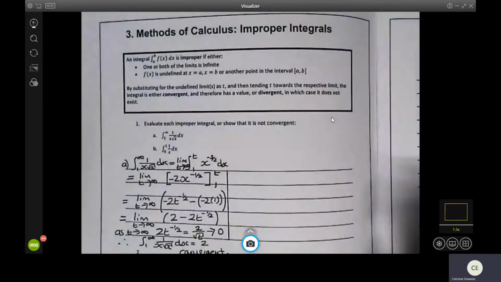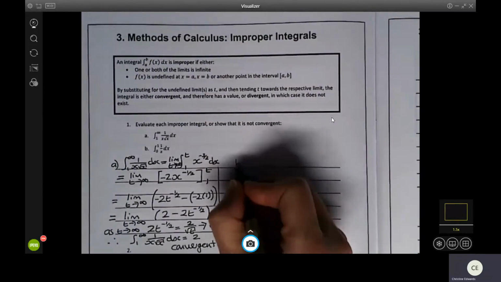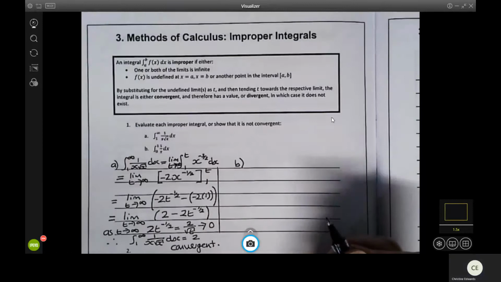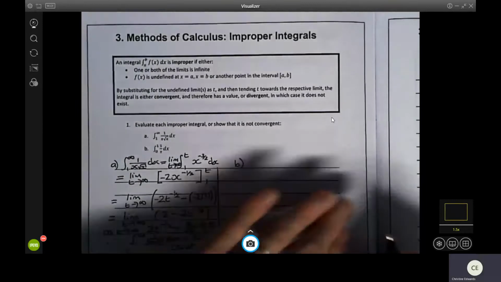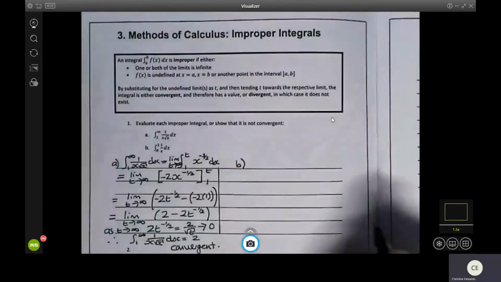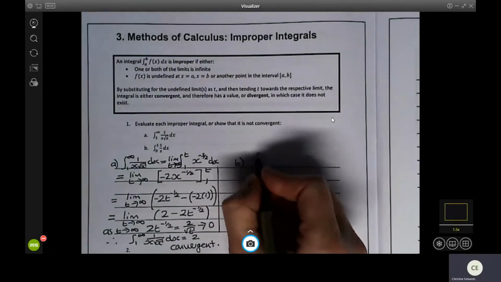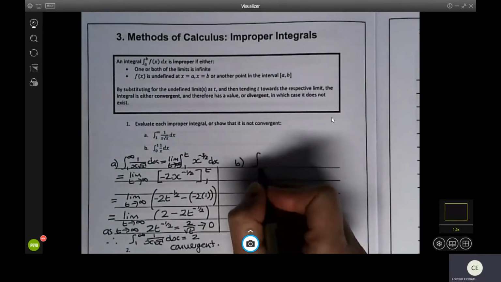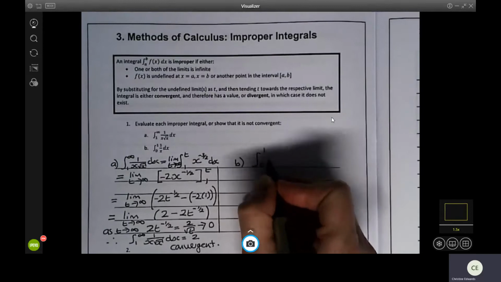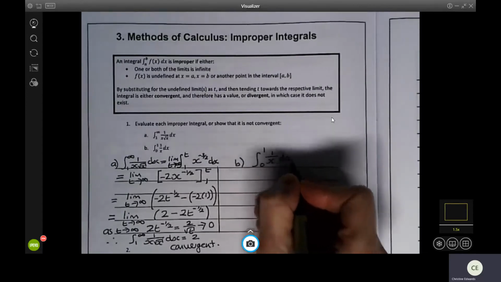Okay, let's have a look at B. You will not be surprised, I think this one might be divergent, so you have a different sort of example. Let's have a think about what we're working with. We've got an integral between 0 and 1 for 1 over x dx.